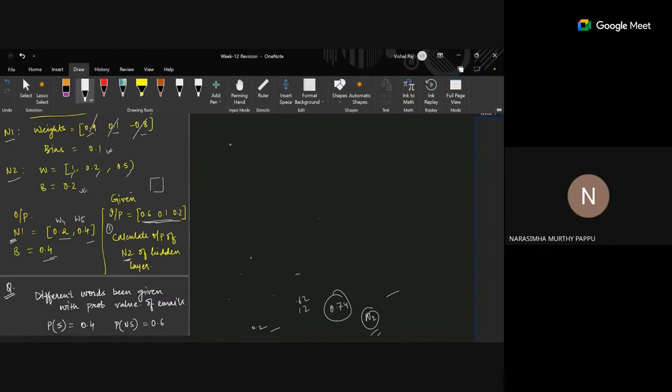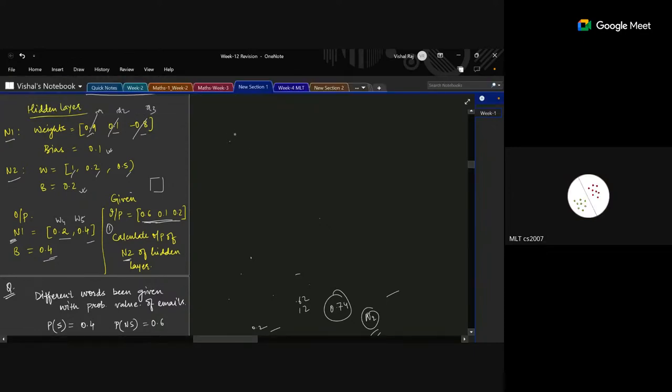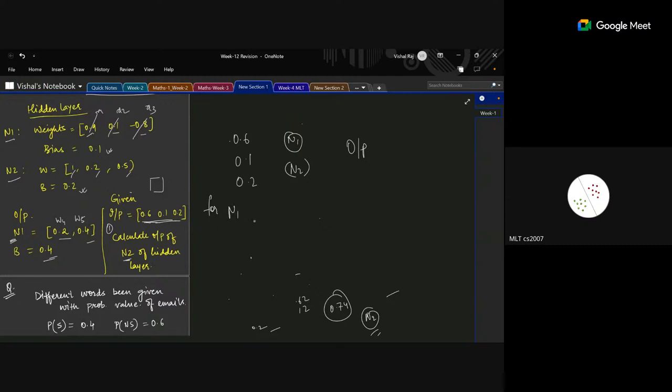So N2 is 0.72, right? So this is your input: 0.6, 0.1, 0.2, and your weights. Your neural network has N2 with sigmoid function and bias also, and now this is the output. Now I'm calculating for N1. For N1, the weight given is 0.9.